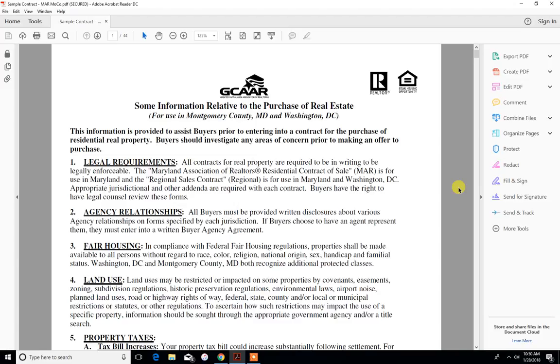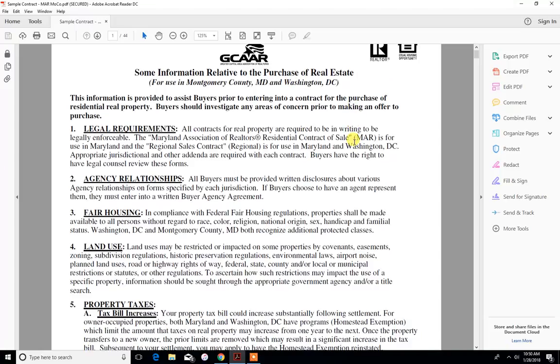Okay, so the first set of documents that has to be signed by the buyer is going to be some disclosures. So here's how I'd be talking to you as if I were talking to a buyer. Okay, let's just use John Doe. Okay, John, first thing we have to do is go through some disclosures that you have to sign before we actually get to the paperwork. This first one here is called Some Information Relative to the Purchase of Real Estate.